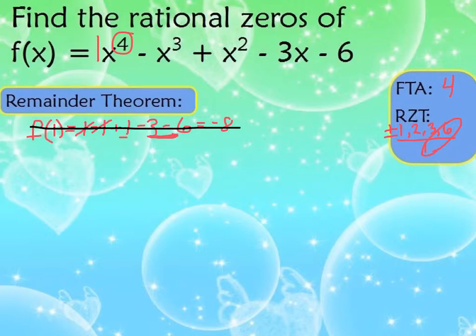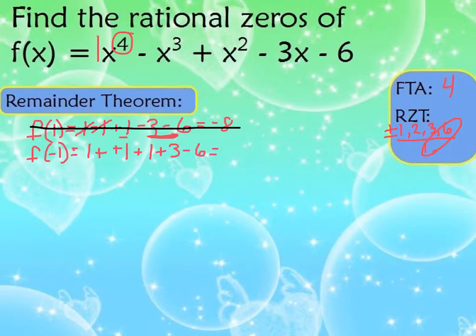Let's try again. Remainder theorem. Plug in -1. Plugging -1 into my polynomial function, -1 to the 4th power is a +1. Minus -1 to the 3rd is a -1. And then -1 squared would be a 1. A -3 times a -1, and then a -6.